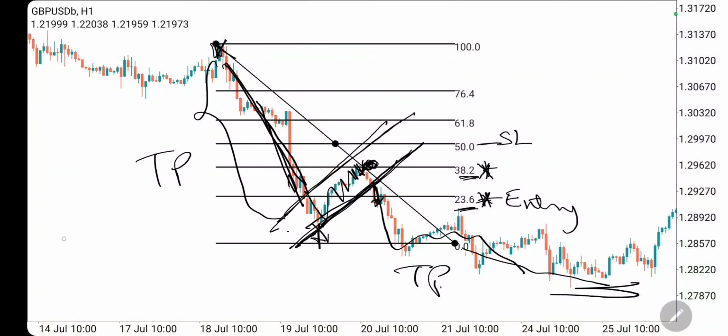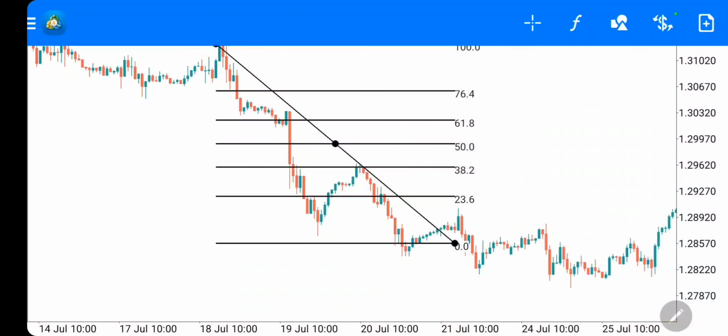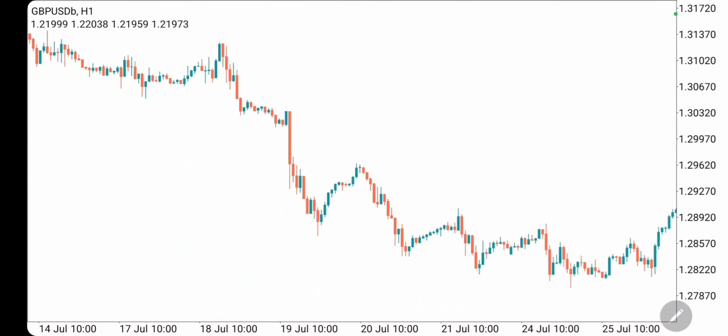You are combining the flag pattern plus the Fibonacci, okay, to increase your win rate. So this strategy is powerful. So let us do a quick summary of our entry criteria. Let us do a quick summary of this strategy.